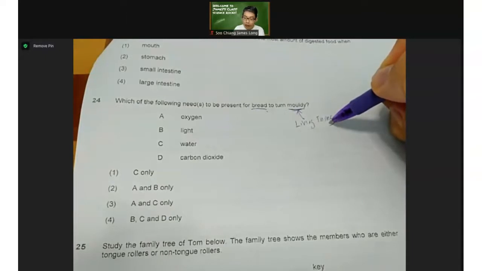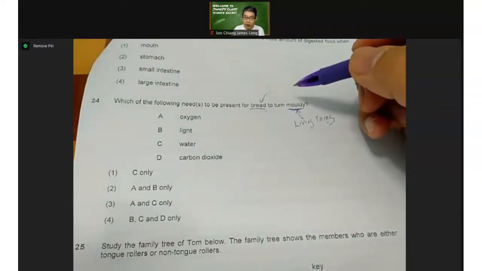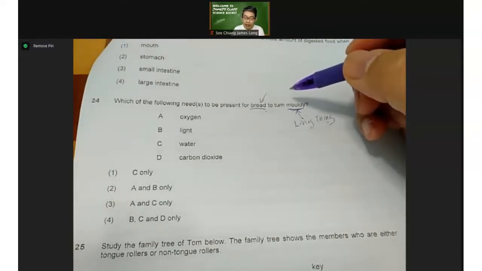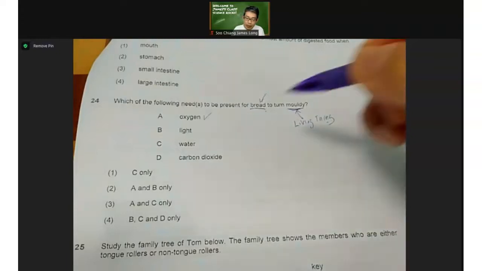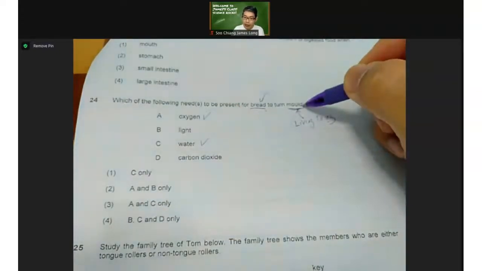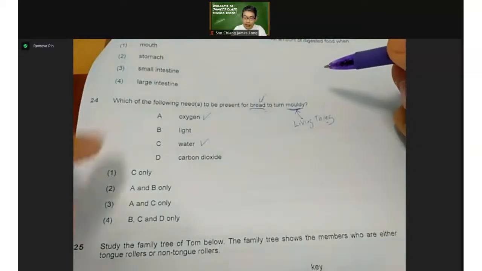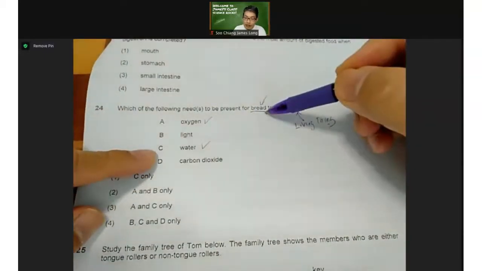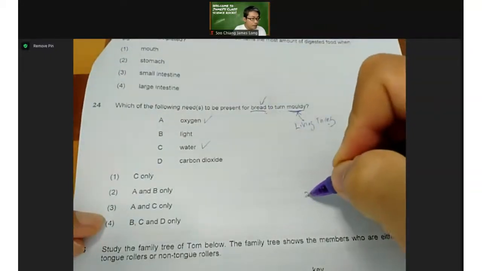And for a mold to grow, of course, it needs things like all of us need. It needs food. Now, food is present. How about air? And in air, because we're in P6, we are not looking at air as in all the gases. Specifically, they will need oxygen to respire. They will need water as well. And mold is not a plant, so of course, they do not need light. They do not need carbon dioxide. In fact, they give out carbon dioxide as they respire. So A and C will be needed. Of course, food is needed, but it's already given. So the answer is 3, A and C.